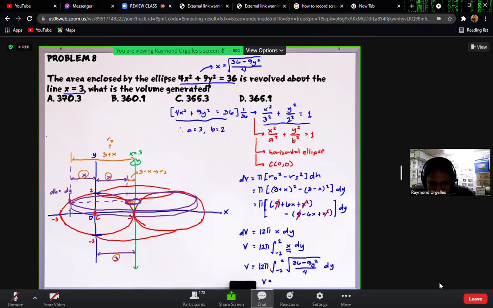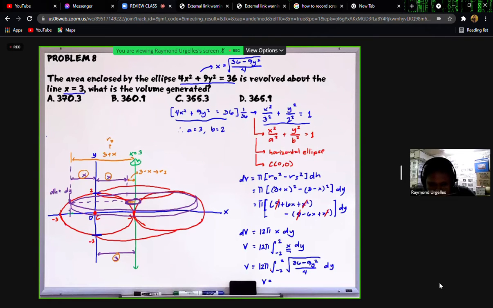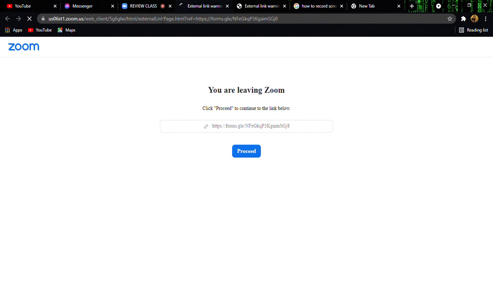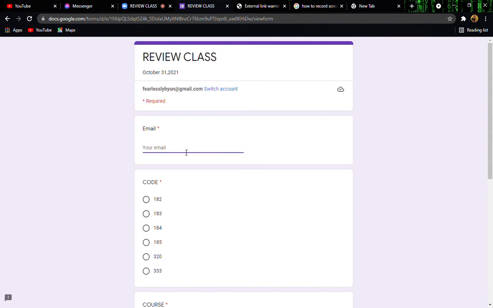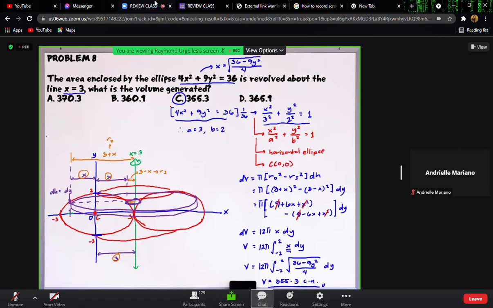Okay? So, from negative to positive. Okay? So, matagal siya masasolve ng calculator kasi merong square root. No? Okay? So this should be 355.3. No? So ito dapat yung lalabas sa solution. So this is letter C. Okay? So yan.